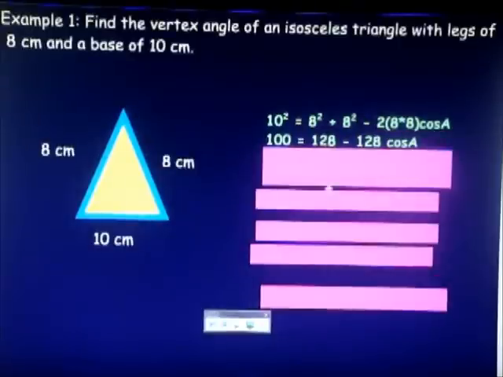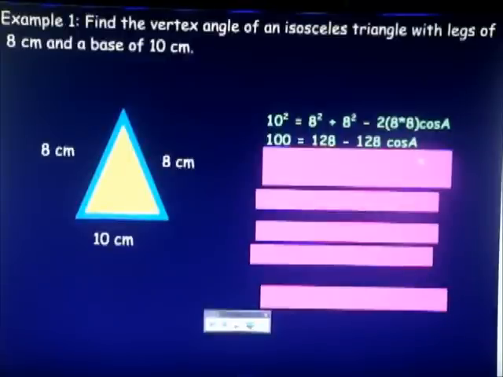I went ahead and simplified all of the squares, and I even added together 8 squared and 8 squared, and simplified 2 times 8 times 8. Whenever you have an isosceles triangle and you're finding the vertex angle, you will notice this happens. These two numbers will be identical. Just like we said before, we cannot combine these two and just say 0 times cosine A. Cosine A is just like having a variable like x. I can't put together things that are not like terms.